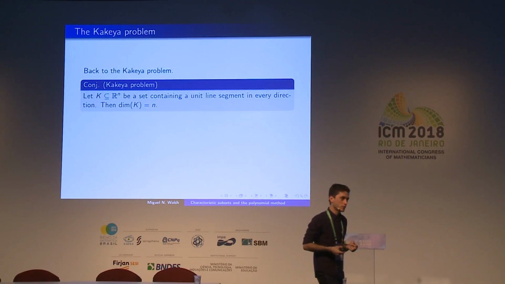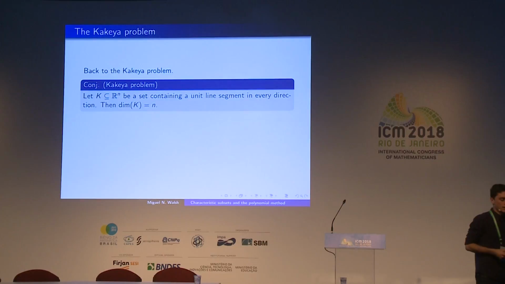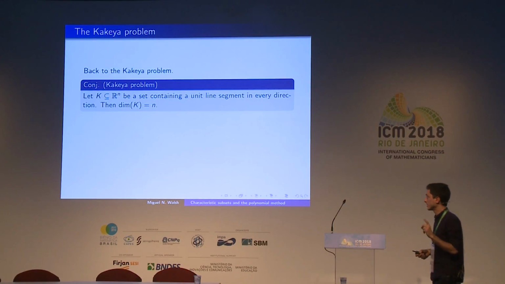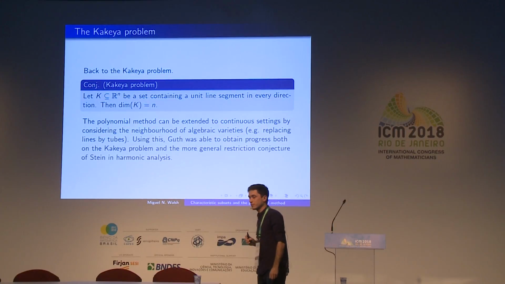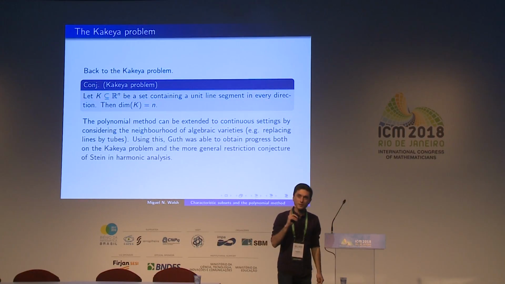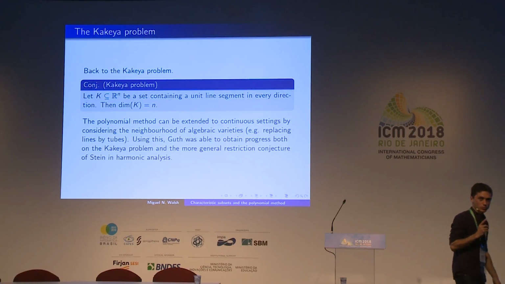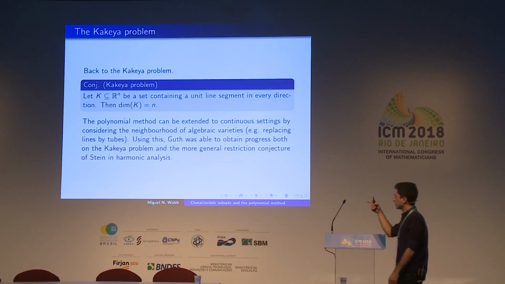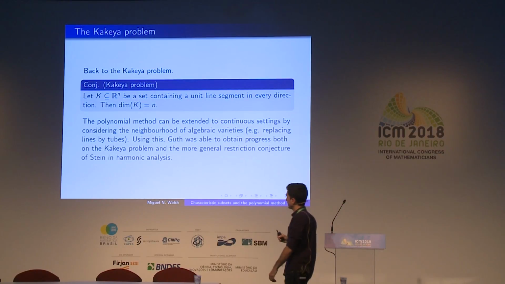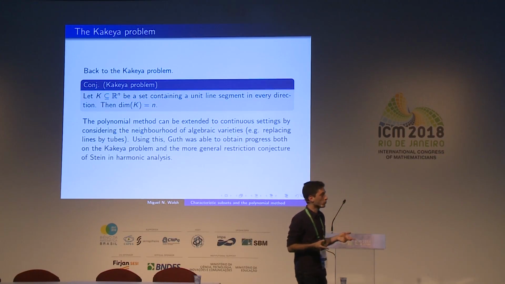What about the original Kakeya problem? So remember, the problem is that if you have a set containing a unit line segment in every direction, then the dimension of the set has to be maximal, equal to n. And it turns out that the polynomial method can be extended to this setting. There is one important difference, which is that we are not dealing with a finite set of elements, which was the case in every other application I mentioned. Here, we are dealing with an infinite family of lines, and it turns out that in this kind of continuous setting, the polynomial method also works.